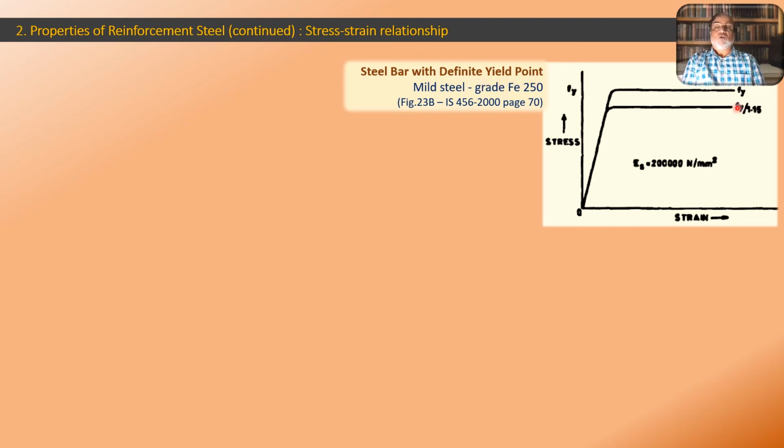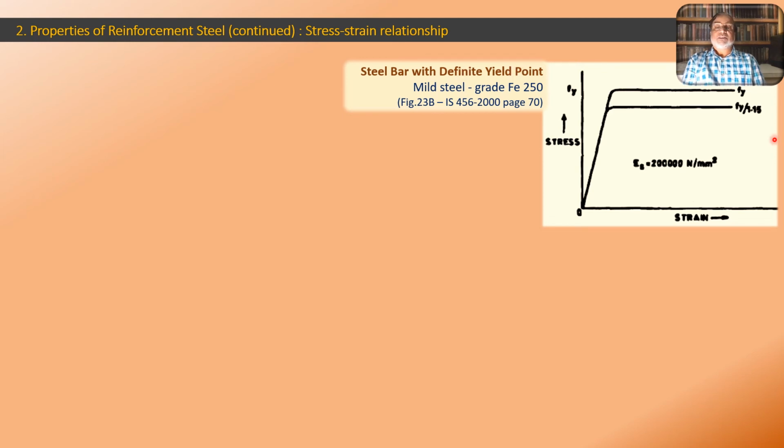As I told you, they are no more used, they are obsolete, but IS code is giving in figure 23b of IS code page 70 a representative stress-strain graph. Here you can see there is a definite yield point. There is almost a straight line here and another straight line here. This curvature is almost negligible. That is why we can say that this is a definite yield point. Only ductile materials or ductile steels can have this type of yield point.